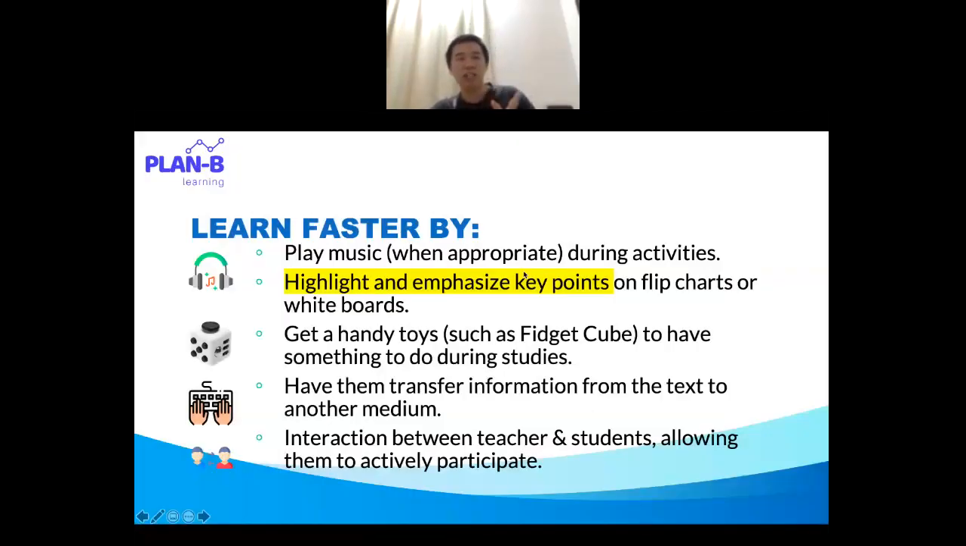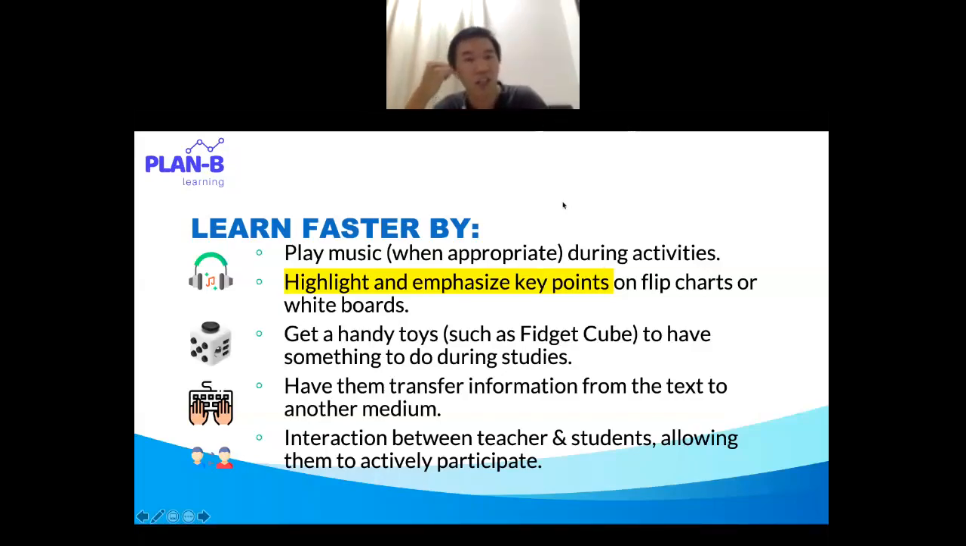For a kinesthetic person, usually you will learn faster if you play some music during your studies or any activities. But that music, jangan yang macam rock or hard rock music. That one will usually distract you a lot. Use some soft music macam jazz. Jazz music, or the rainy sounds, that's quite good.